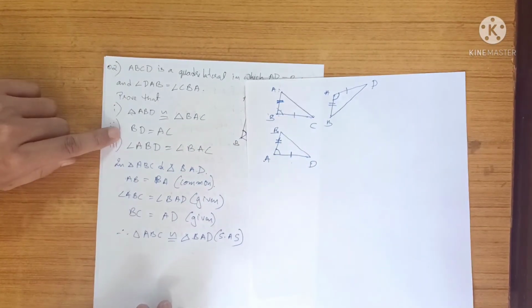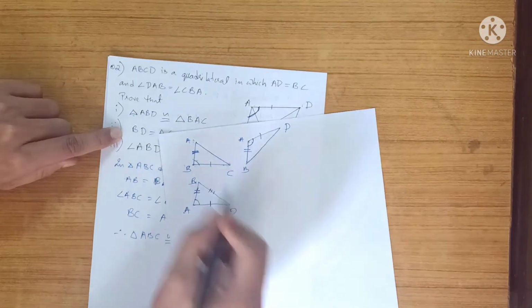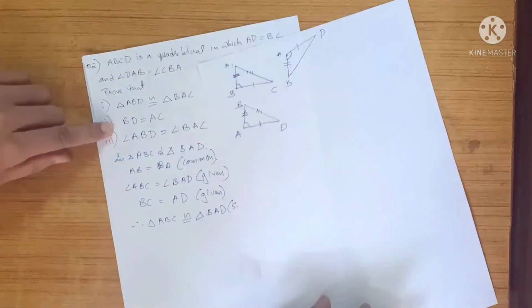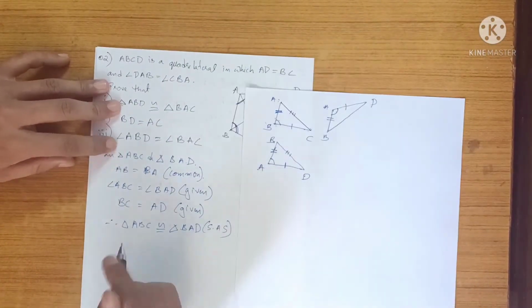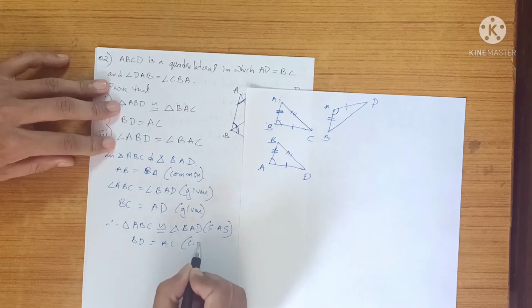Now, they're asking us to show that BD equal to AC. Obviously, BD is this one, AC is this one, and we just showed that these two triangles are congruent, so it will be the same. So BD equal to AC by what reason? Simplicity.